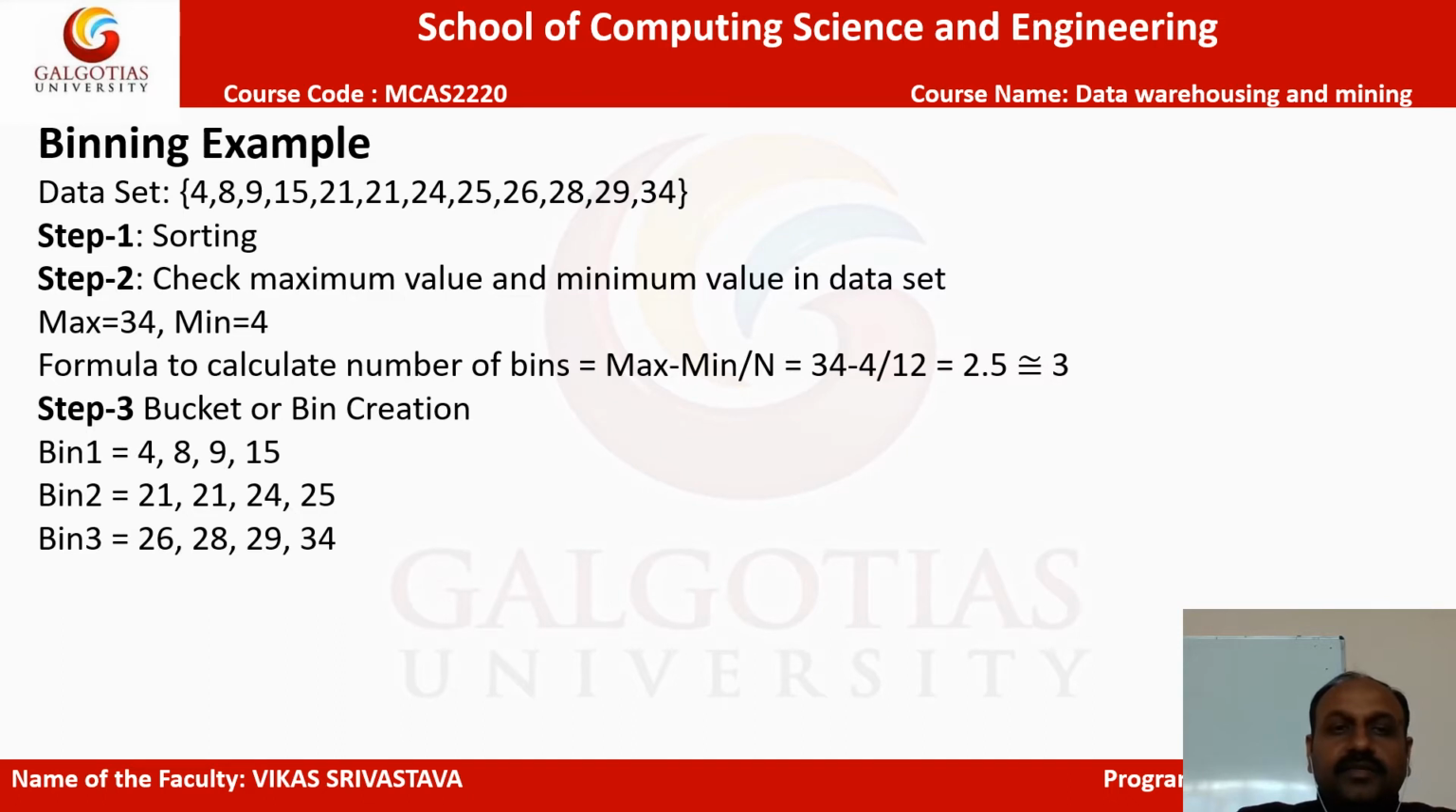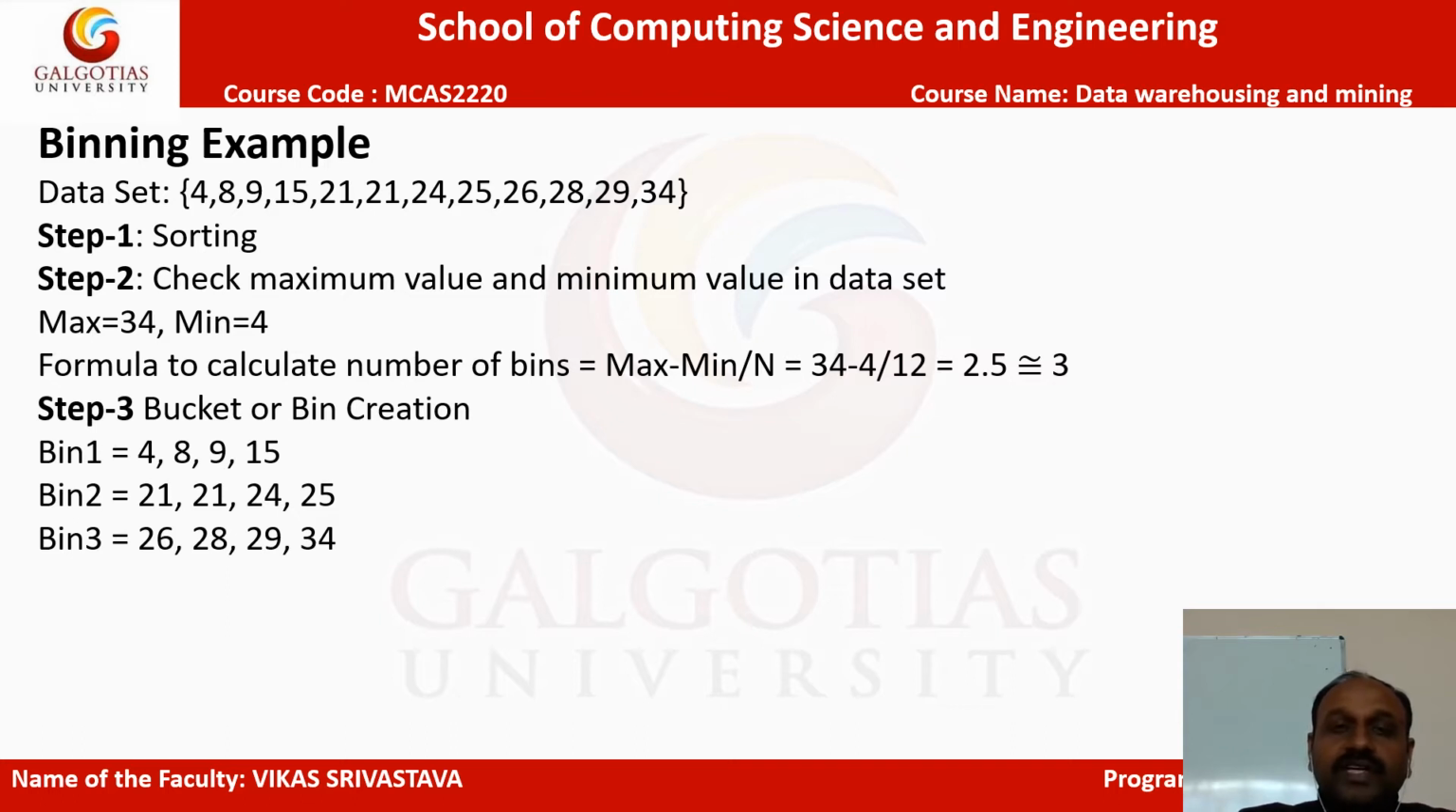Considering an example, suppose we have a data set like 4, 8, 9, 15, 21, 21, 24, 25, 26, 28, 29, 34. I can see that this data is in sorted form. If it is not in sorted form, the first step is to sort it. Then afterwards, we will identify the maximum and minimum values in the data set. In sorted data, on the left side you get the lowest value, and on the right side the maximum value.